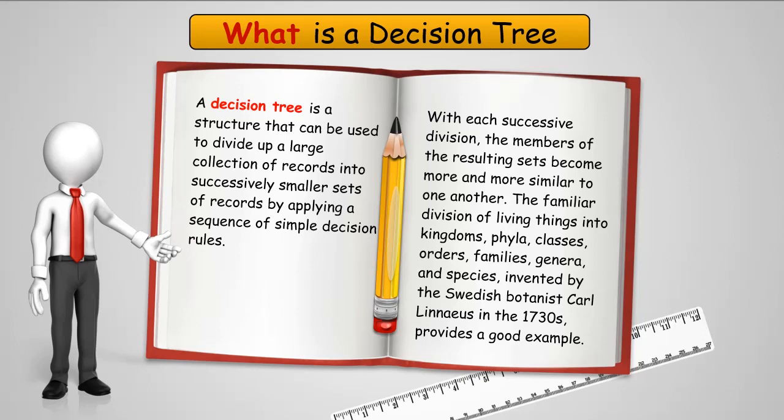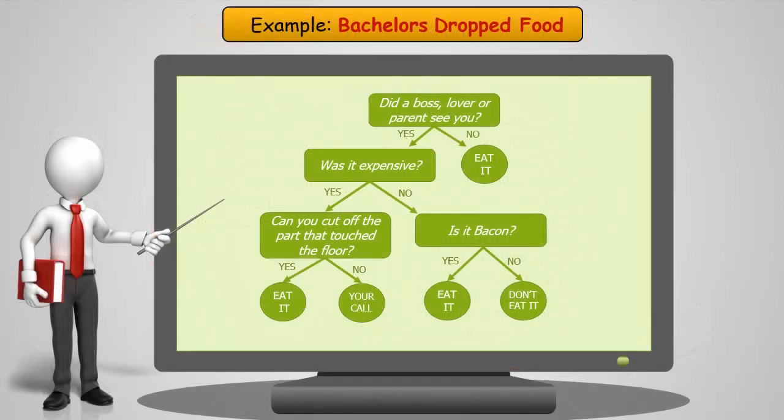But here's perhaps an even better one. A decision tree here based on a bachelor dropping food on the floor. The first decision point: did a boss, lover, or parent see you do it? If the answer is no, eat it. If the answer is yes, was it expensive? If the answer is yes, can I cut off the part that touched the floor? Yes, eat it. No, your call.